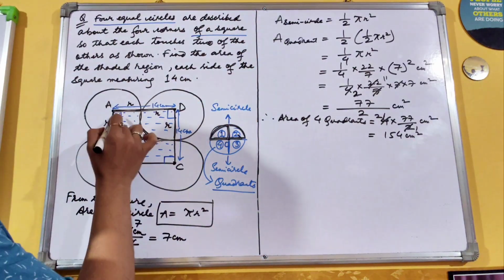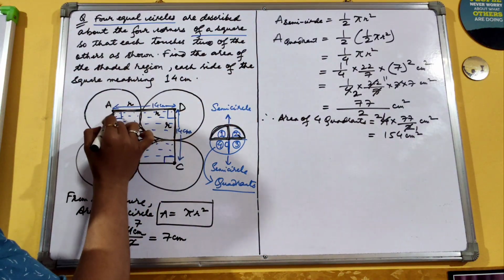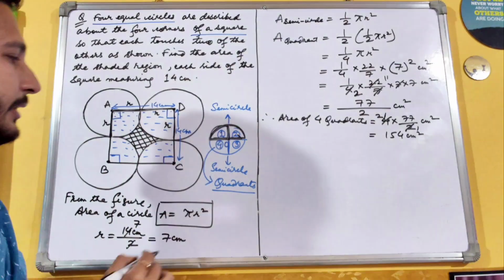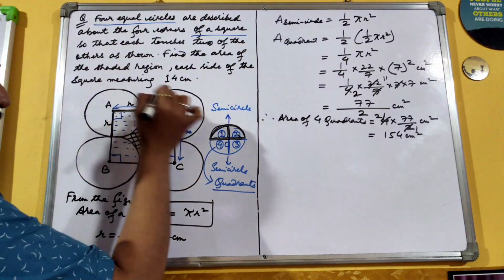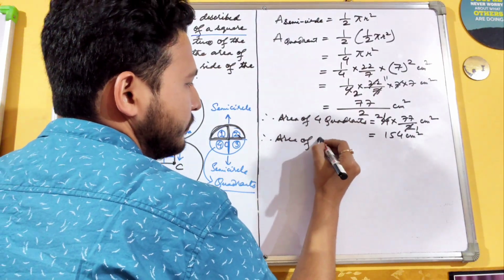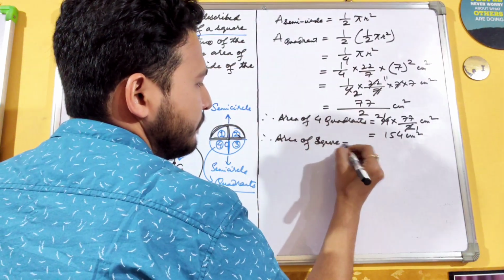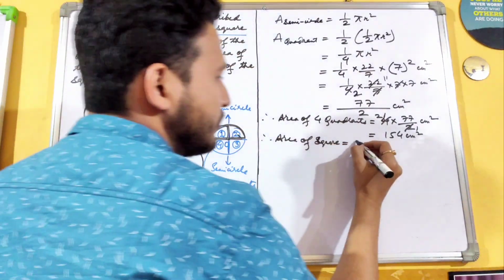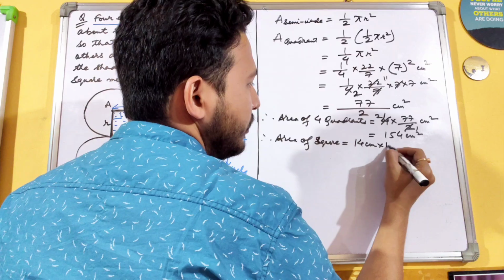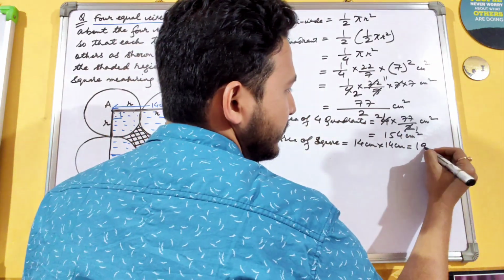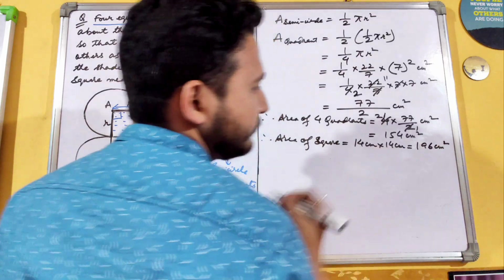Okay, we got the area of 4 quadrants. Now let's find the area of this square. It's so easy. The area of a square is side into side. What is the side given? 14. So 14 centimeter into 14 centimeter will give you 196 square centimeter.